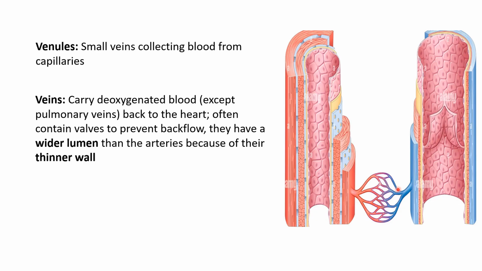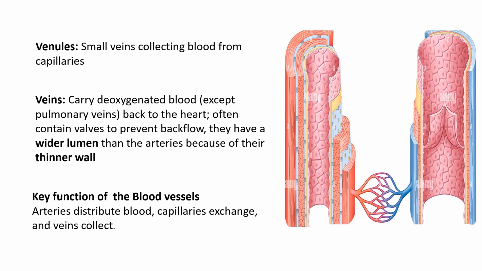They have a wider lumen than the arteries because of their thinner wall. This is the thinner wall of a vein as compared to the thick wall of an artery, wider lumen of a vein as compared to narrower lumen of an artery, and then the valves within the veins to prevent backflow of blood, which is not there in an artery.